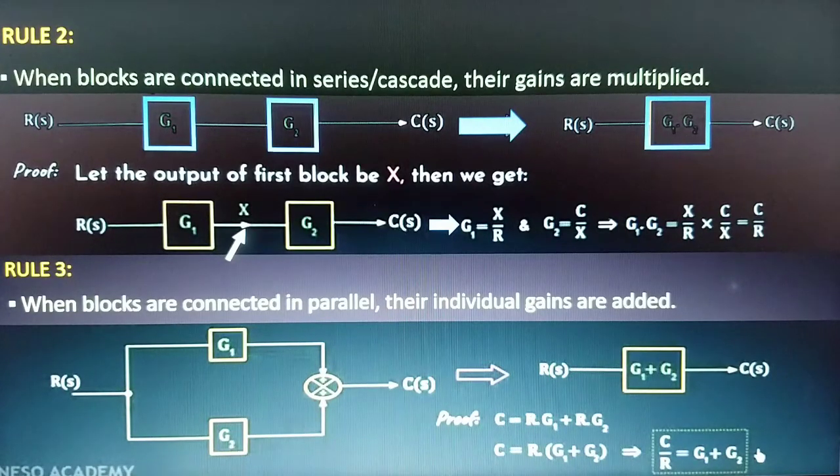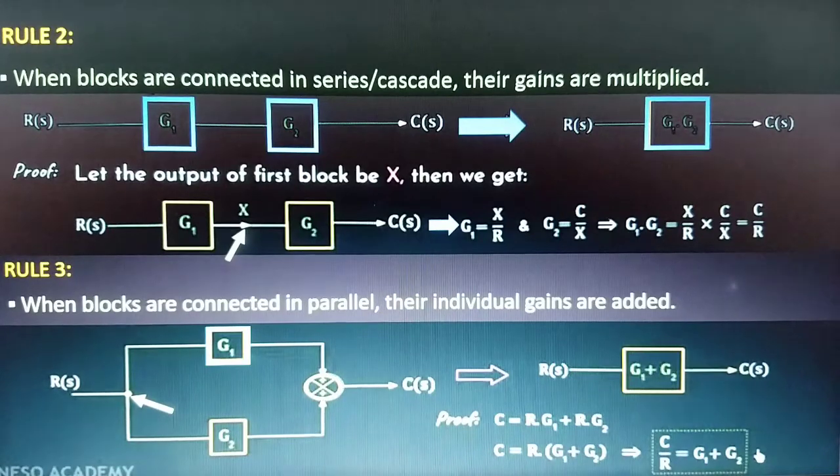So moving on to rule number 3. When blocks are connected in parallel, their individual gains are added. In this block diagram representation, these two blocks are connected in parallel. As you can see, when blocks are connected between the same two points, we can say that the blocks are connected in parallel. We can see here this block having gain g1 is connected between the takeoff point and this other point. Similarly, this block having a gain of g2 is also connected to the takeoff point and to that other point.